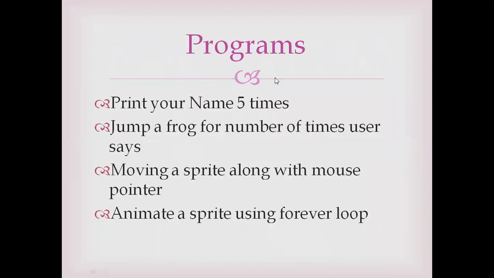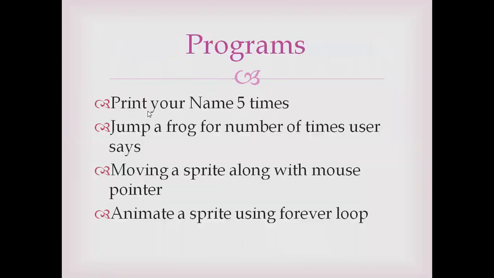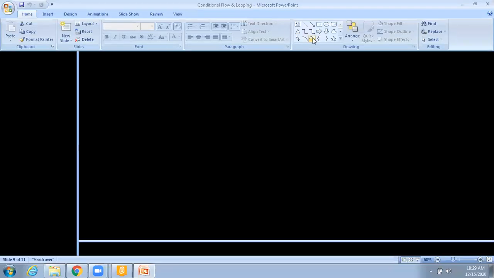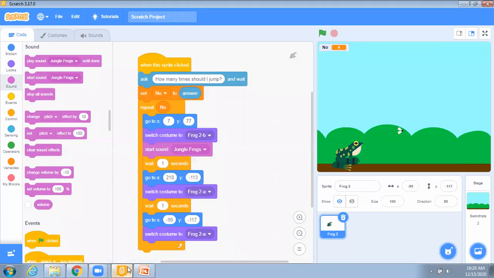So we will be doing two programs today. Print your name 5 times. This can be done with the help of a repeat loop. And next is make a frog jump a fixed number of times. So this is also an example of a repeat loop. So today we are doing two programs of repeat loop.